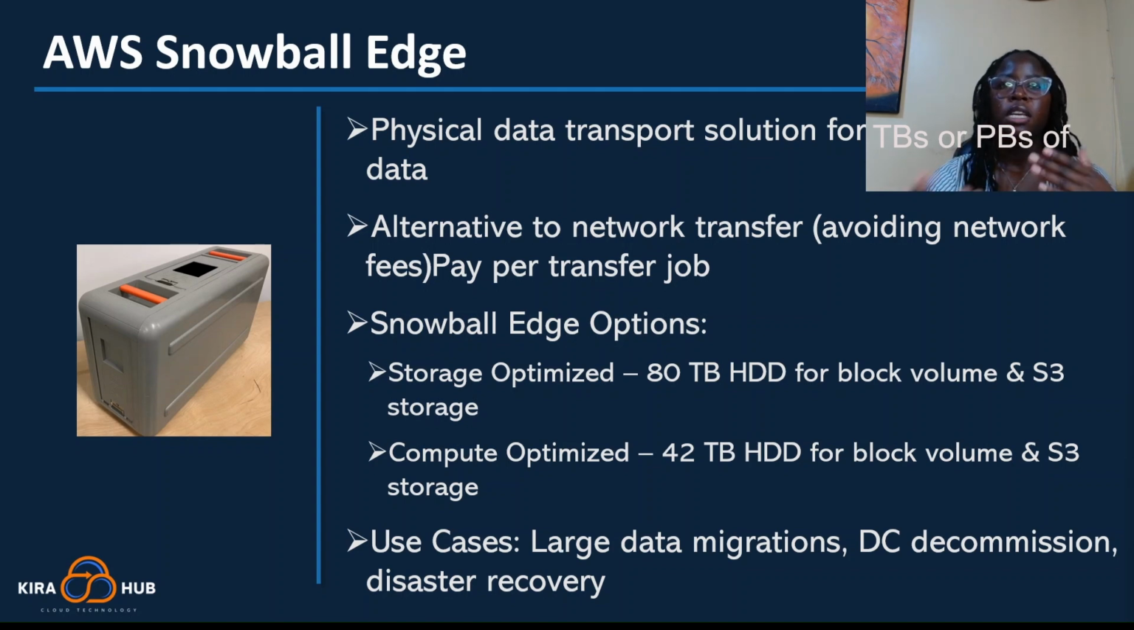We have two versions of the Snowball Edge. The storage optimized, giving us up to 80 terabytes of HDD capacity for our block volumes and S3 compatible object storage. And we also have the compute optimized version, which offers us up to 42 terabytes of HDD capacity. And this one is suitable for workloads requiring both storage and compute capabilities. Common use cases of the Snowball Edge include large-scale cloud migrations, maybe data center decommissioning, and disaster recovery, providing us with a very fast and secure way to transfer your data without overwhelming your network.